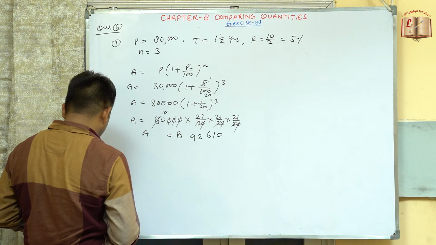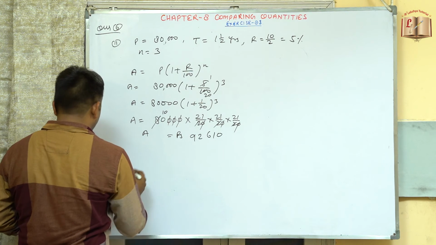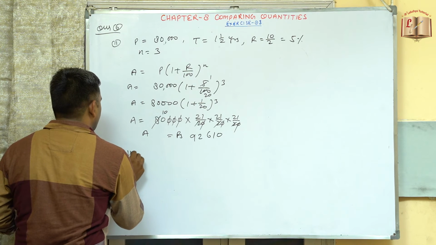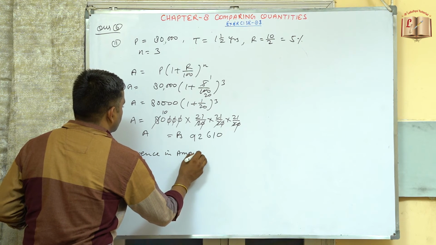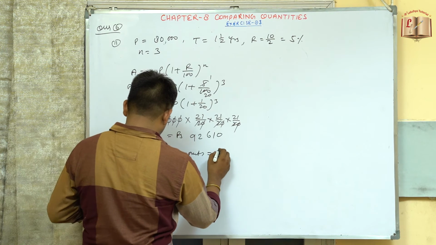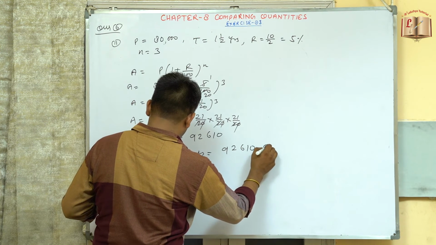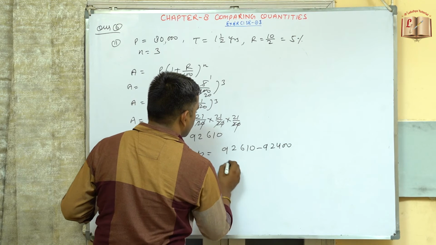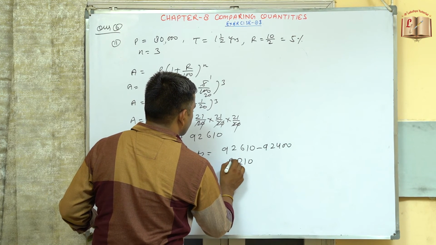So what extra amount now? We need to find out the extra amount. Find the difference in the amounts he will pay. So difference in amounts will be now 92,610 minus 92,400. So this will be now 210 rupees only, the difference.